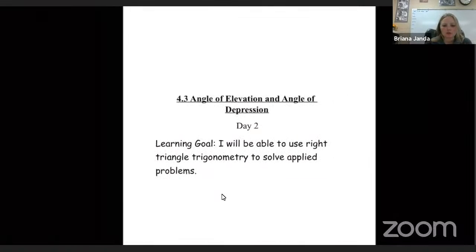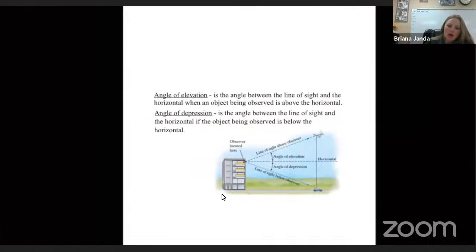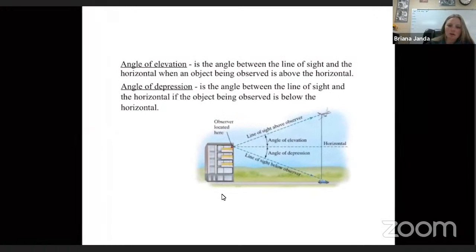All right, today we are focusing on the second half of section 4.3, which is really seeing these trig functions to help us answer questions about story problems. Angle of elevation, angle of depression will show up as vocab words, but also just story problems involving right triangles to apply what we've learned. So let's talk about those two vocab phrases for just a second here, angle of elevation and angle of depression.